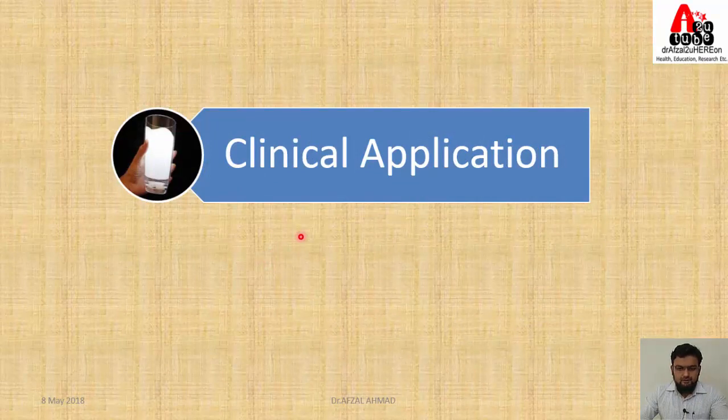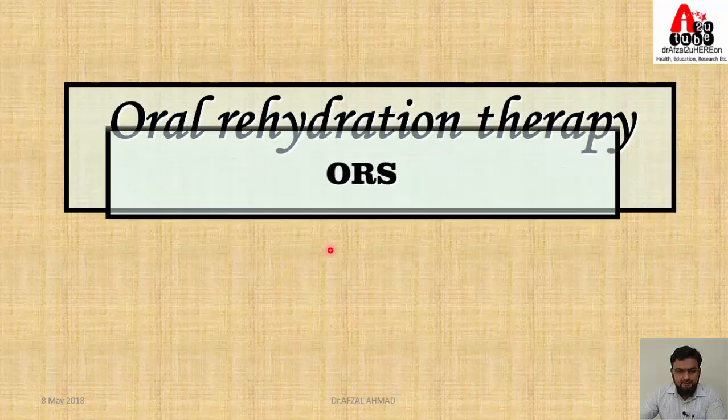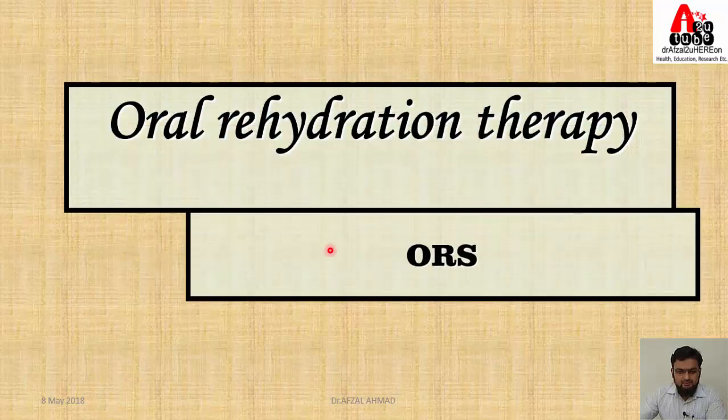Now we will see the clinical application associated with carbohydrate digestion and absorption. What are the different diseases which hamper digestion and absorption? The first disease associated with this topic is diarrhea or severe dehydration or severe vomiting, in which the dehydration occurs. For this we require oral rehydration therapy, also known as ORS treatment.